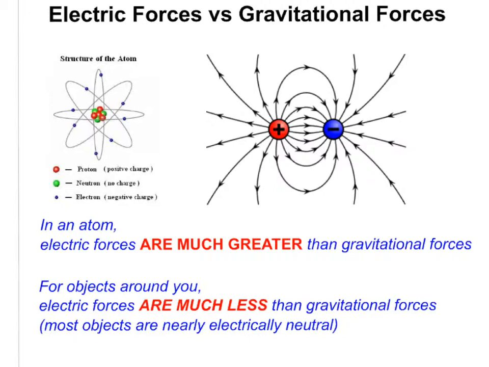When we talk about objects around you, macroscopic things, any object that you can see, the electric forces in those objects are going to be much less than the gravitational forces, and likely most objects that are around you are electrically neutral, in fact. So those forces are much less prevalent in the large objects around you and things that you can see and touch.